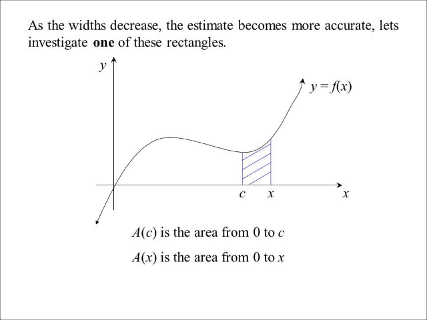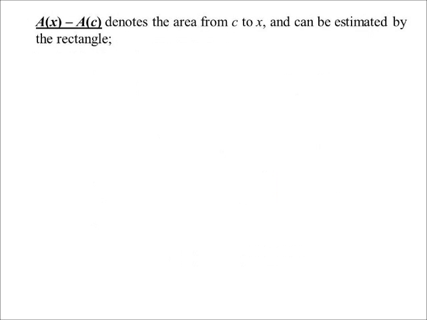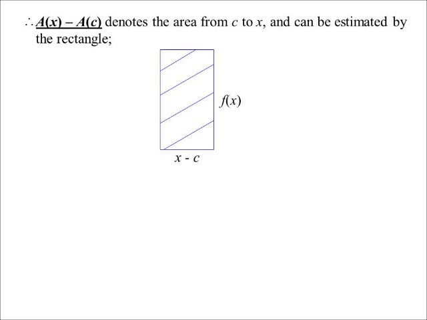So my rectangle will have an area of area X minus area C. And let's say we can estimate that with a rectangle. The height will be function X, or function C for that matter, because we're assuming they're so close together they may as well be the same thing. But we'll say function X. So the area of my rectangle will be very close to X minus C times function X.